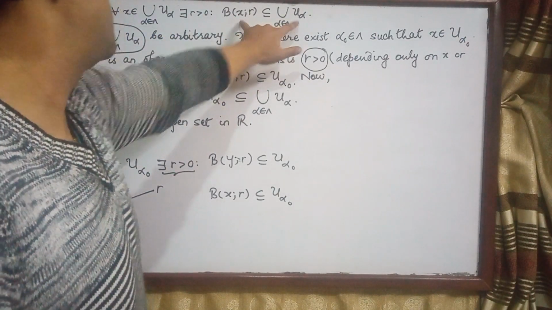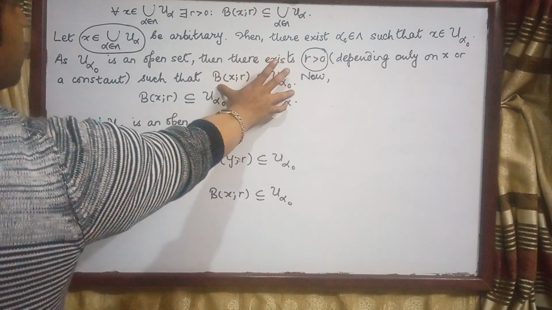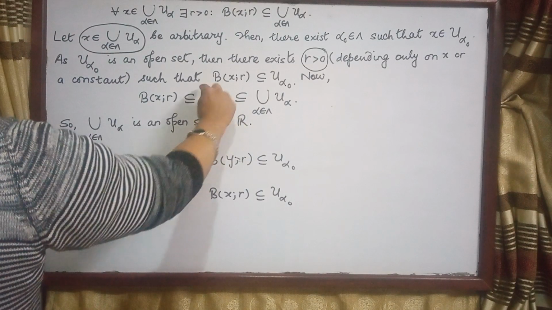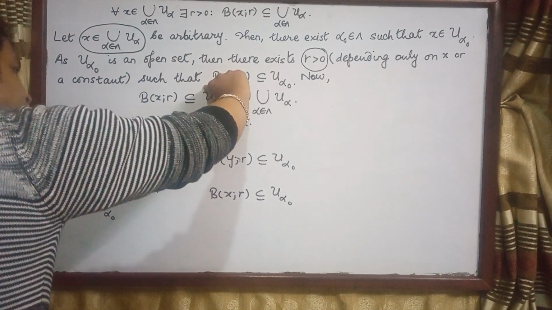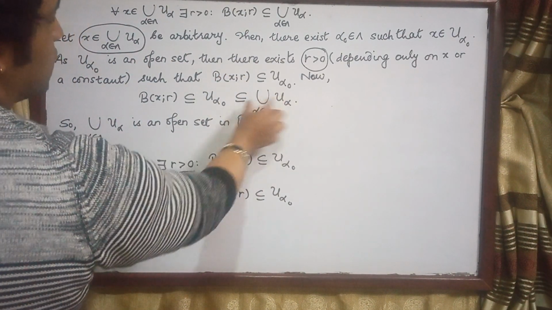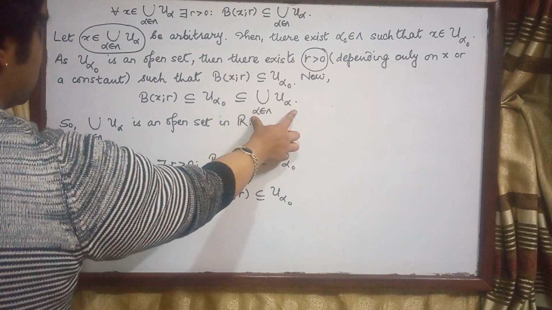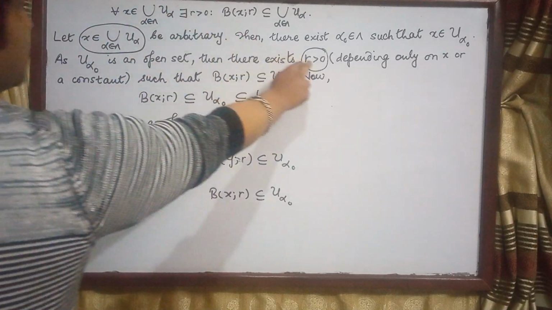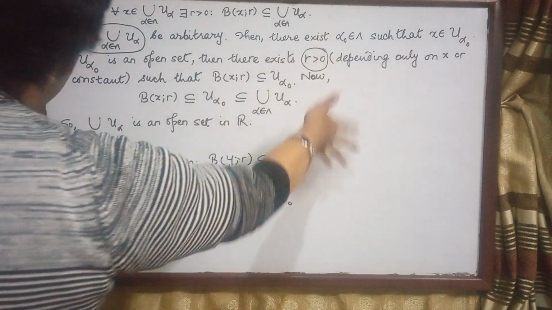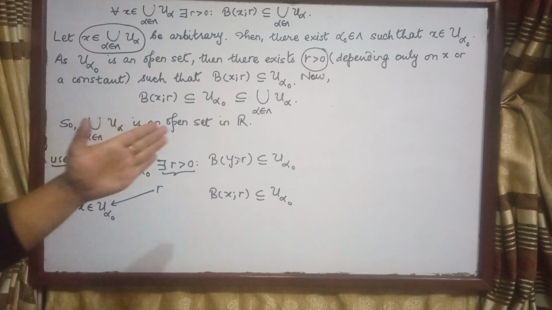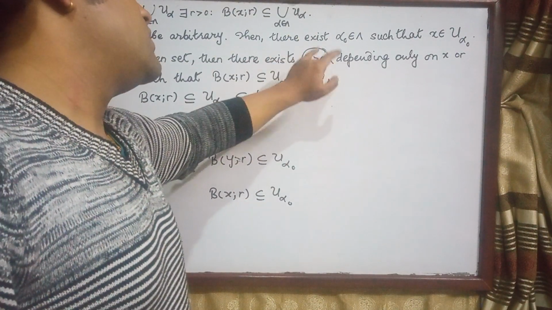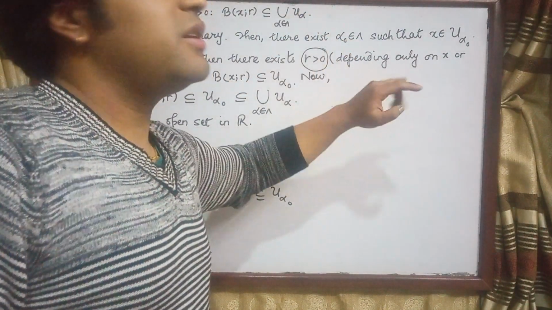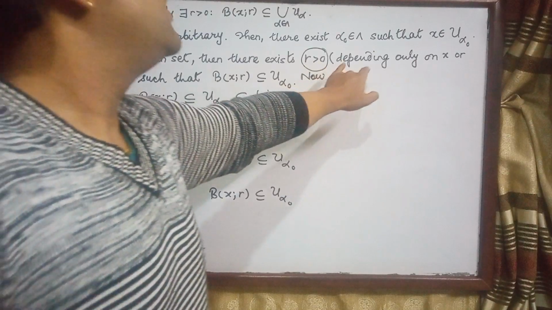Now to prove this part, we take the help of this part. So basically this part we've copied here, and since this is one of the sets in this collection, this is a subset of the union. We could have obtained r in some other way; if you want, you can try. I'm going to obtain r like this. I'm not going to define it explicitly. It doesn't matter if you define it explicitly or not.